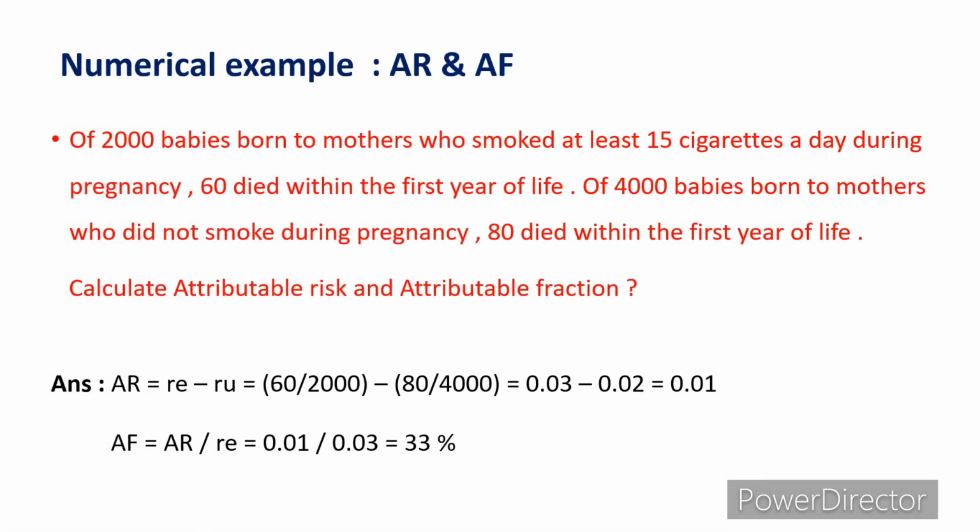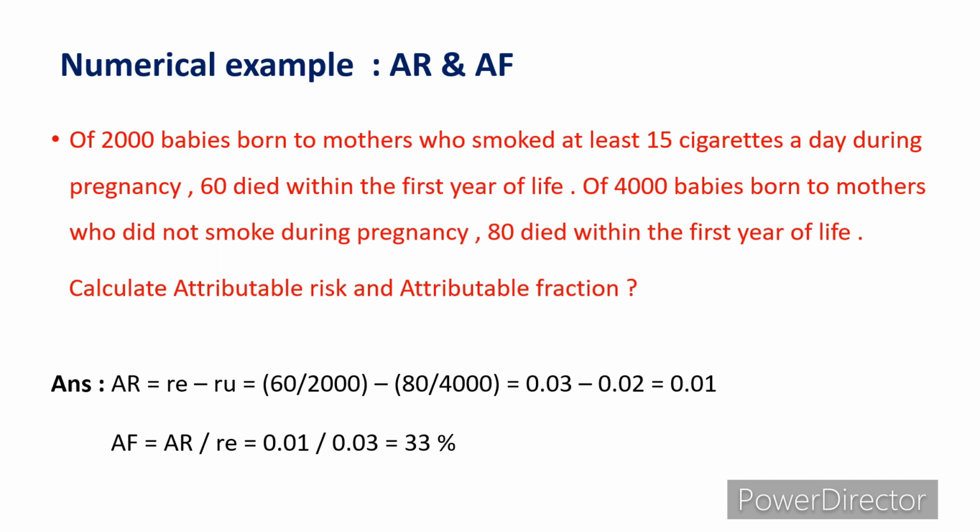Let's look into an example of AR and AF. Of 2000 babies born to mothers who smoked at least 15 cigarettes a day during pregnancy, 60 died within the first year of life. Of 4000 babies born to mothers who did not smoke during pregnancy, 80 died within the first year of life. Calculate attributable risk and attributable fraction.